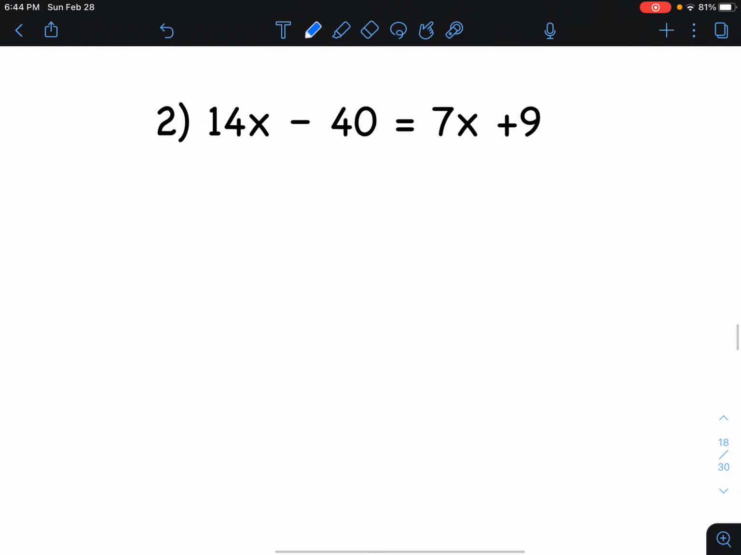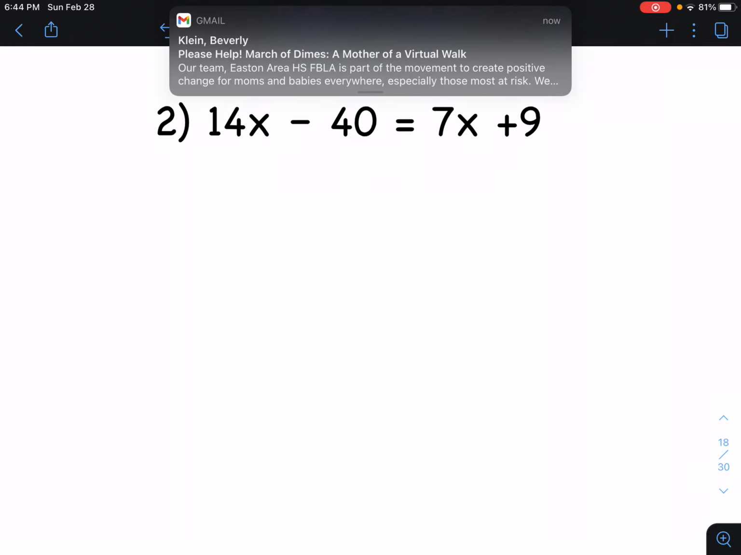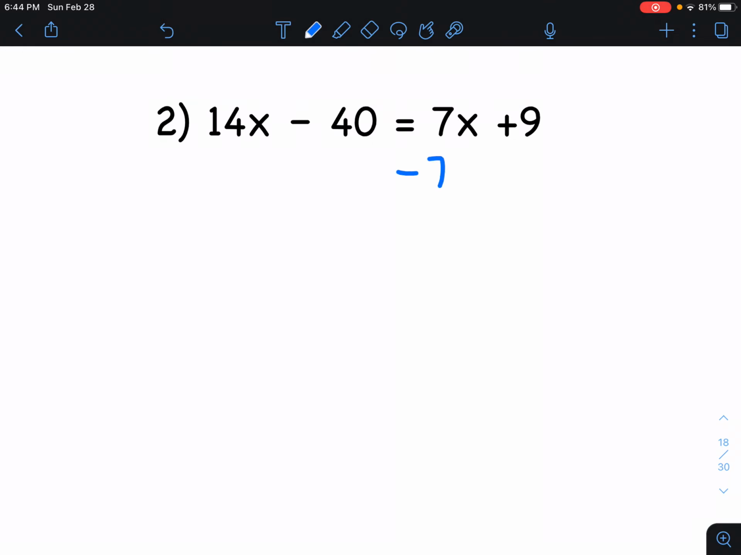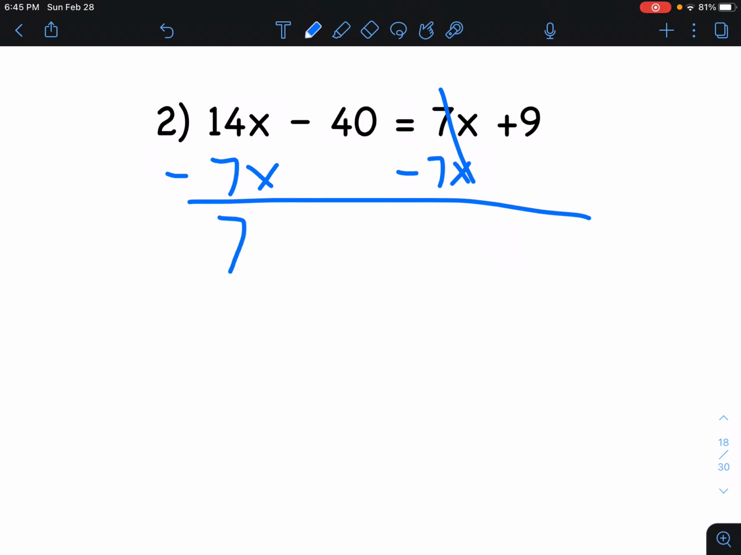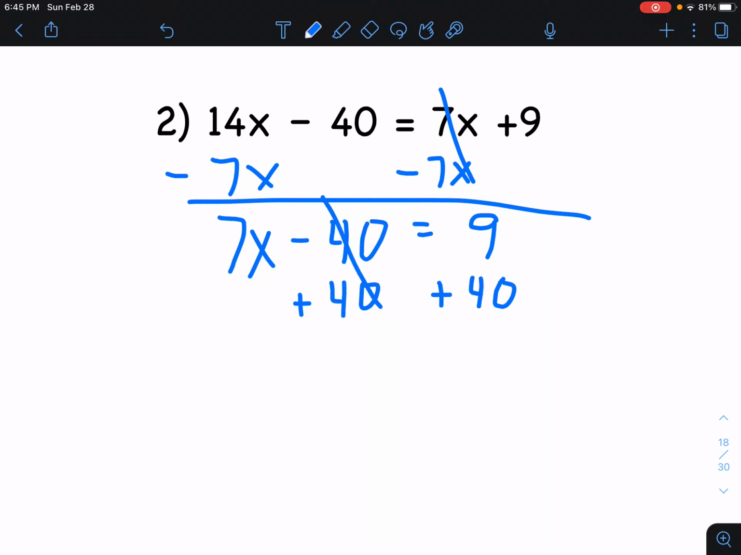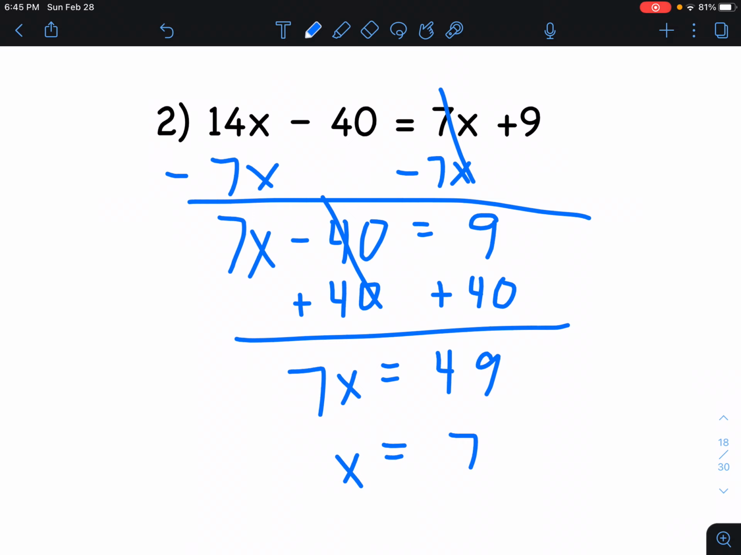Let's take a look at number 2, another linear equation. We're going to get one answer here. We have variables on both sides. So the first thing we need to do is subtract 7x from both sides. Then we're going to add 40 to both sides. So x has got to be 7. 7 times 7 is 49.